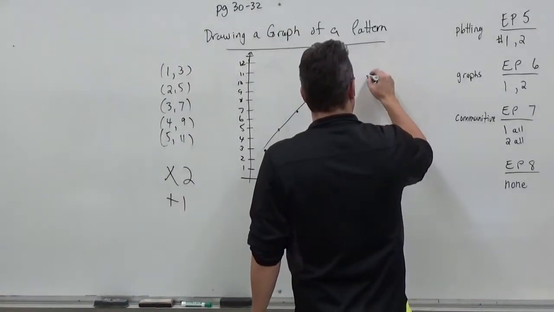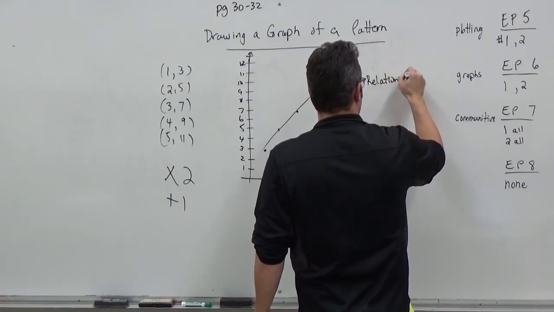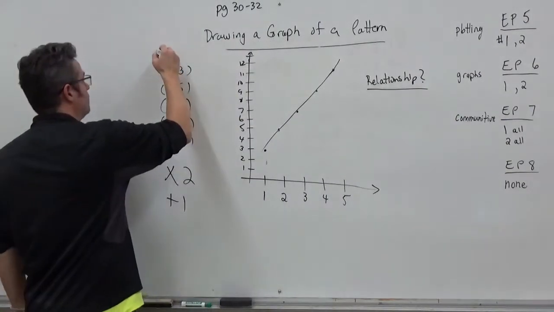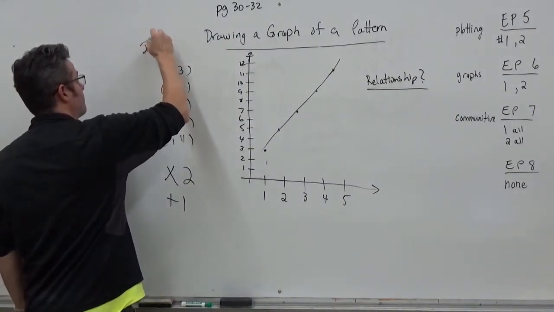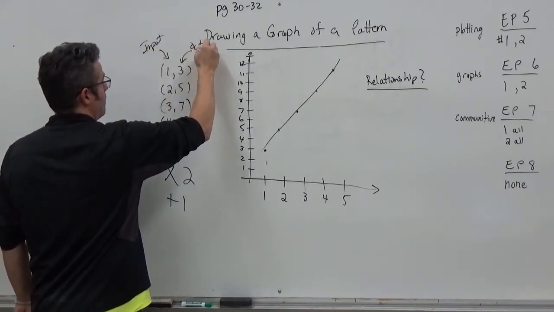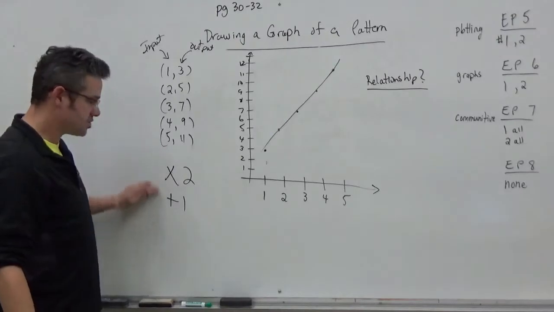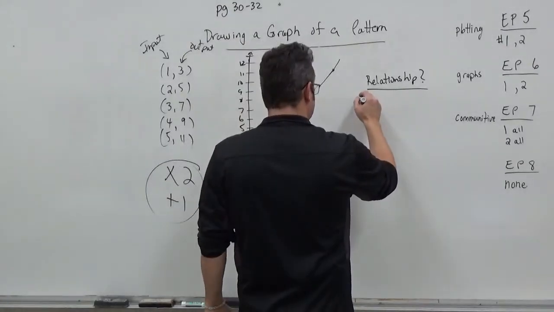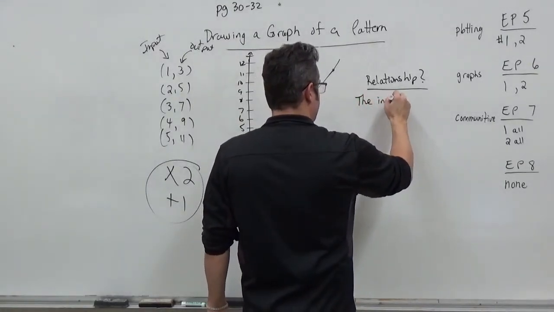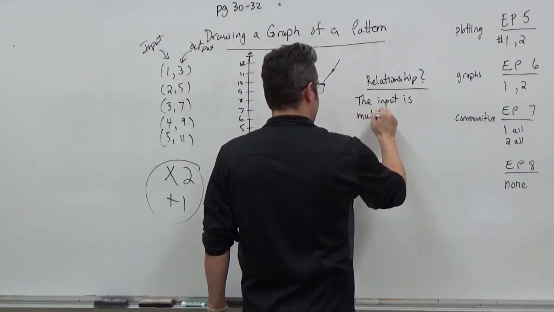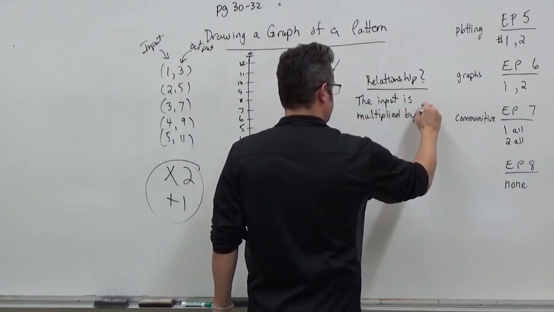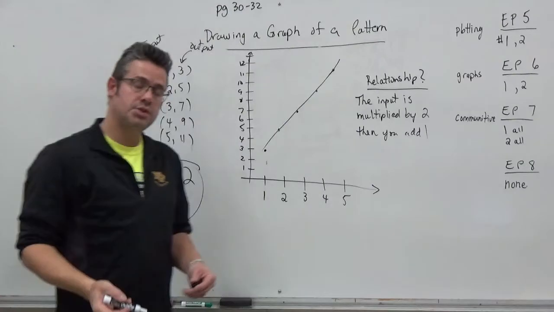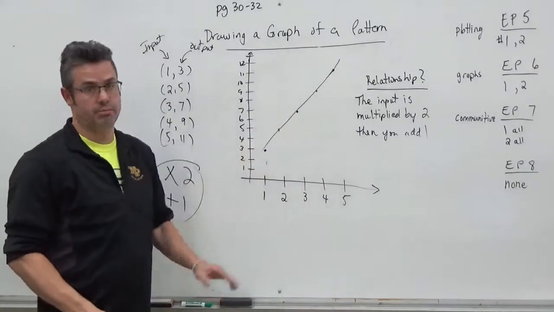So they'll ask us, what's the relationship between the input and the output? How are they related? Well, here's our pattern that we just figured out. So how are they related? Well, the input is multiplied by 2. Then you add 1 to get the output. That's the relationship between these two.